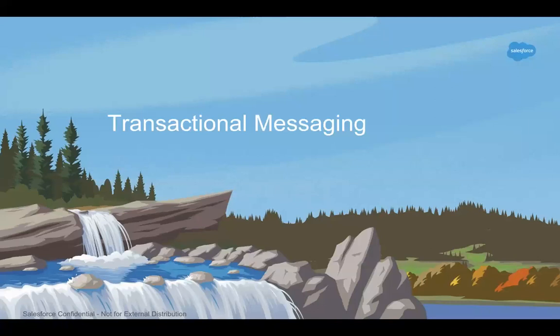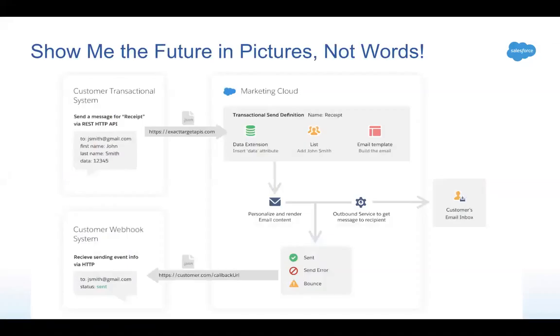So let's talk about taking that feedback that we've gotten and how we've applied it into our new transactional messaging service. This diagram here basically shows what we're seeing a lot of customers asking for, how they want to architect their services. So they're going to have a third-party system come through and trigger an event, a send event, using our new API. So in this case, let's say it's a receipt, and you have your first name, your last name, and then some data associated with the receipt, the personalization attributes with that.